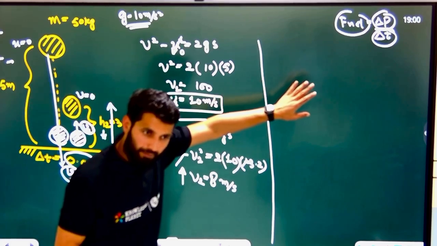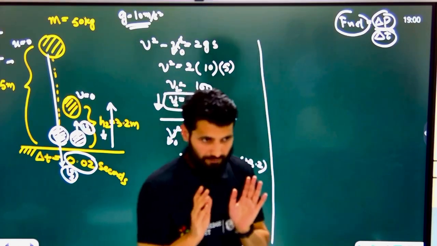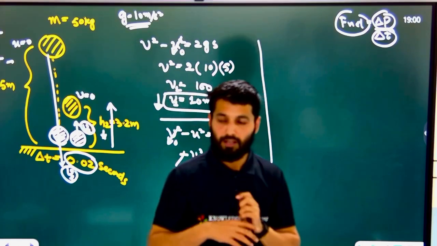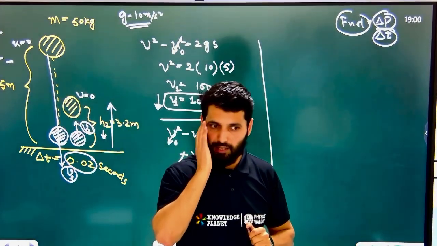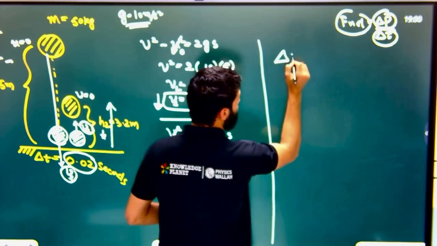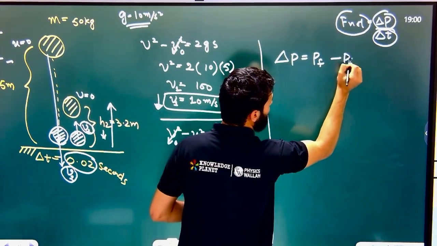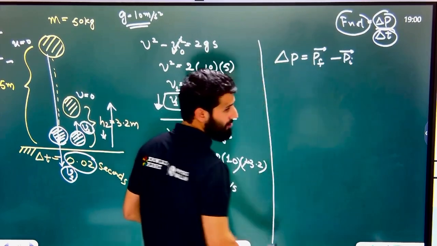Let's calculate the change in momentum. Don't do m1 u1. Just go according to the concept. Don't remember formulas in physics. Whenever your concept is clear, it will be easy for you. So let's start. Change in momentum is equal to final momentum minus initial momentum.